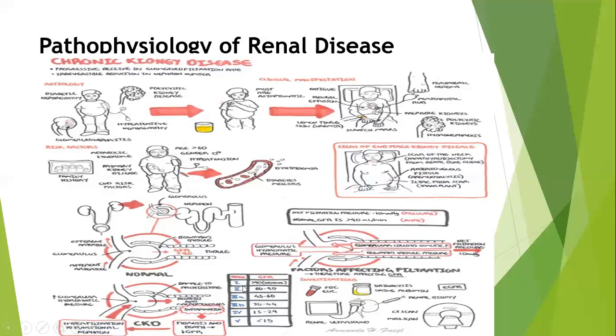Stage 1 means 90. Okay, 90 and below 90. Stage 2 means 60 to 90. Stage 3 means 45 to 60. Stage 3A, and stage 3B means 30 to 44. Stage 4 means 15 to 29. Stage 5 means end stage renal disease, ESRD, that is below 15. So more GFR means good, less GFR below 15 is typically end stage renal disease.